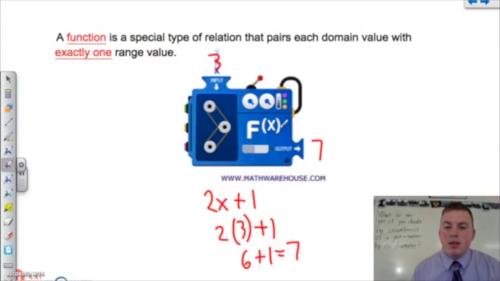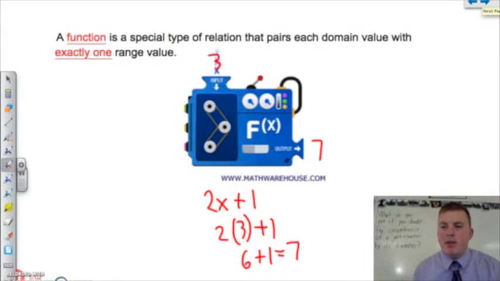Now with a function, no matter what, when we put in our input, we're only going to have one possible output. If we were to be able to put 3 in and get 3 or 4 different choices, then it wouldn't be a function. Each domain only spits out one range, or each input only spits out one output.